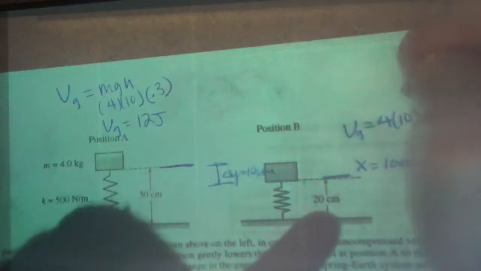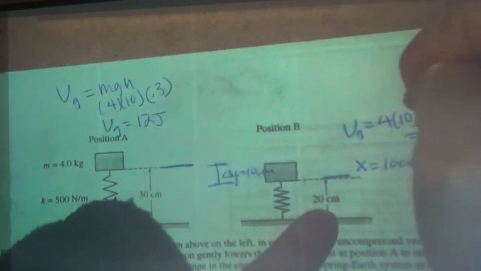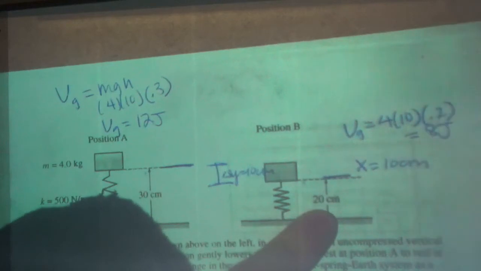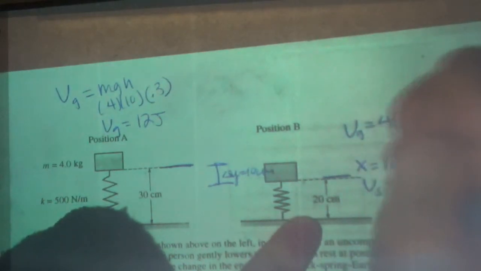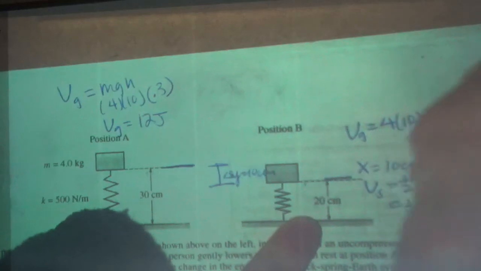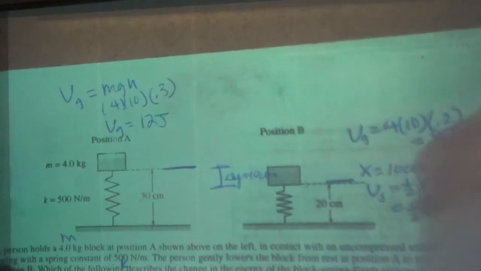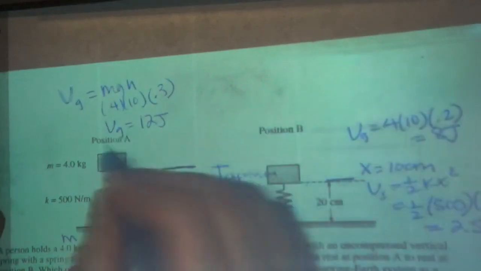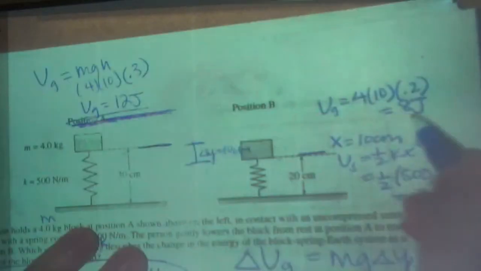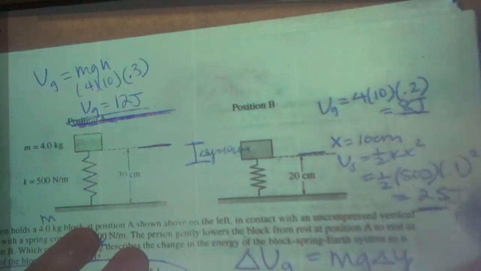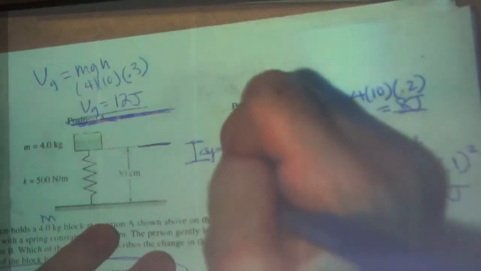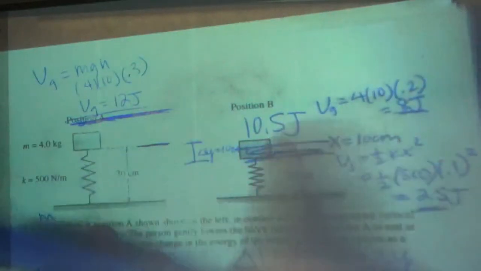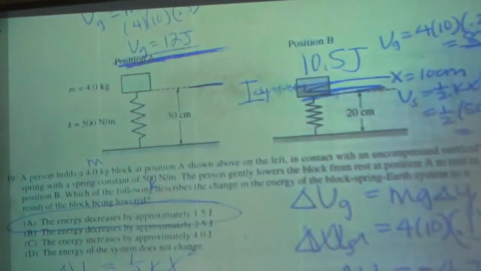Here, my gravitational potential energy is mgh, but now my h is only 0.2, so that's only 8 joules of potential energy. But now I also have spring energy, 1/2 kx squared, where k is 500 and the displacement x was 0.1 squared, and that's going to give me 2.5. So I started with 12 joules of gravitational. Here I have 8 joules of gravitational, but 2.5 of spring energy, so I have a total energy of 10.5 joules at this point. So I started with 12, now I have a combined 10.5, so that means I lost 1.5. That's the other way to think about it.